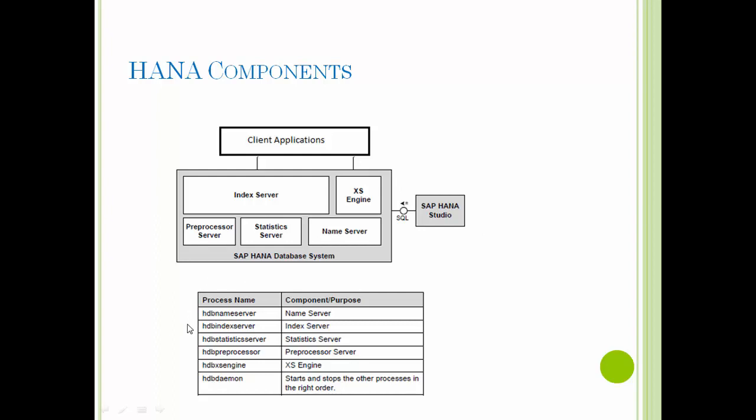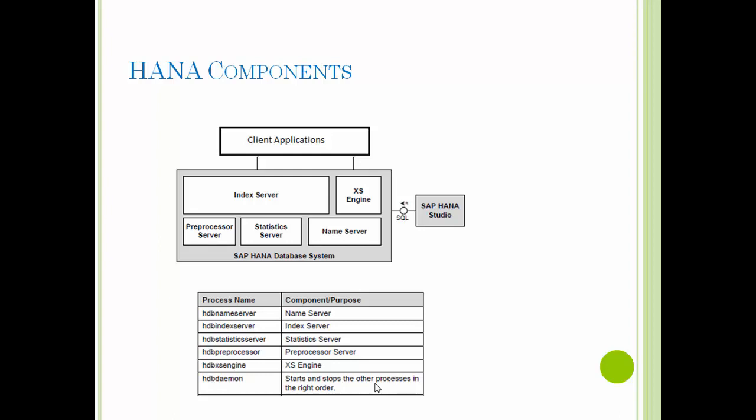And this box below shows the process names of different components. All the processes start with HDB and the component name follows after that. So here we see we have HDB name server, HDB index server, HDB statistics server, HDB preprocessor, HDB access engine, and HDB daemon. HDB daemon is the parent of all other components. It starts, stops the other processes in the right order and also monitors.